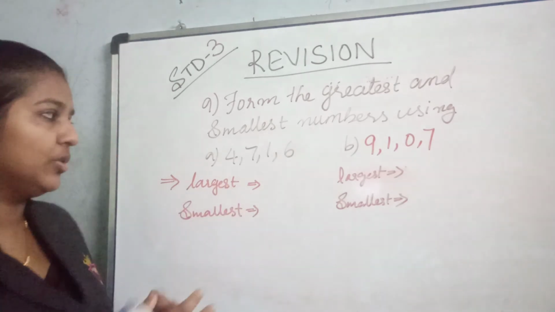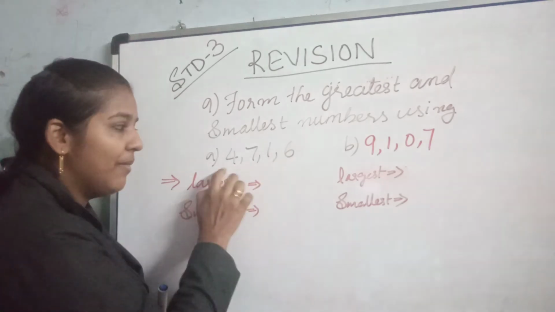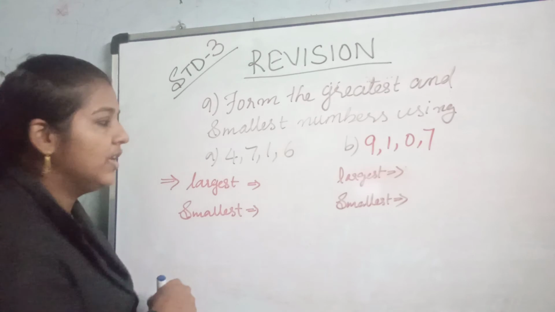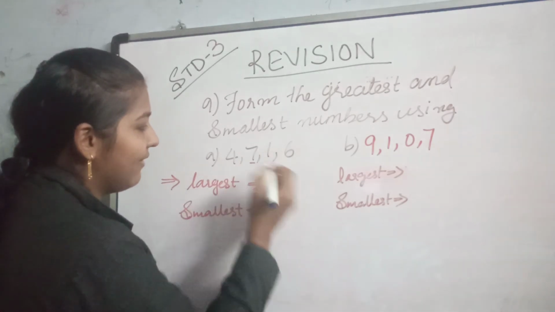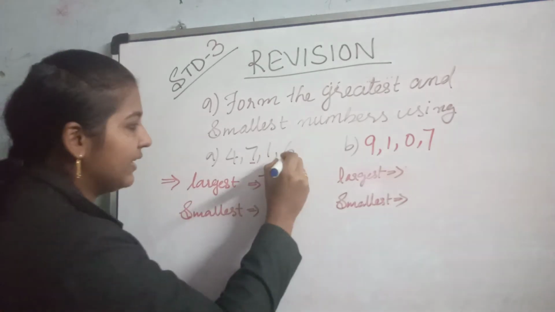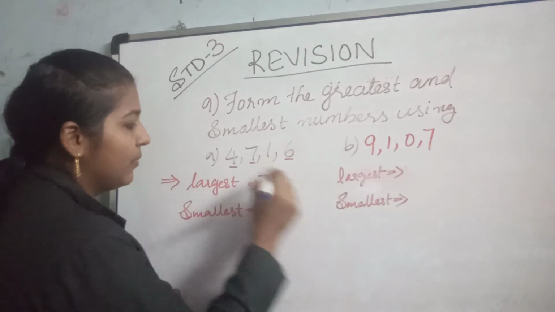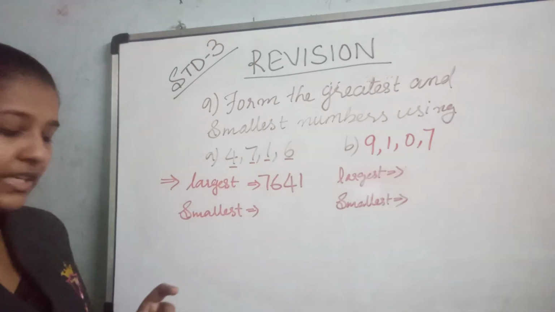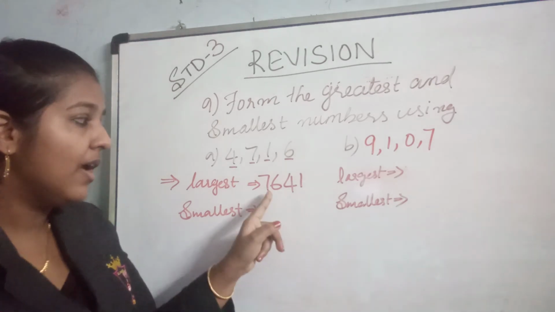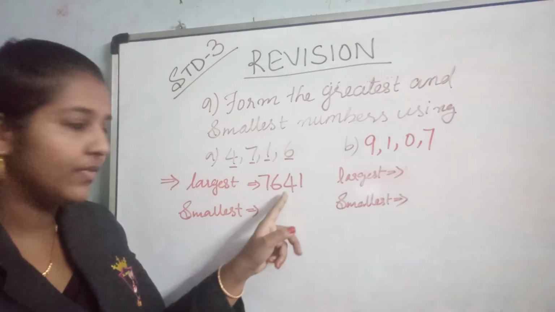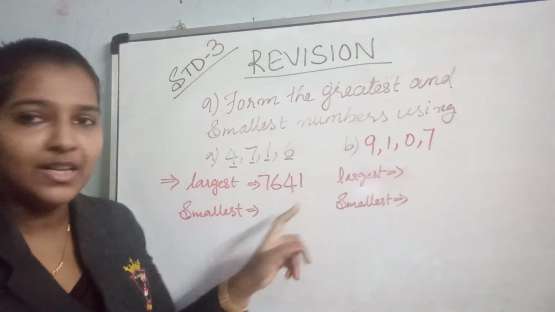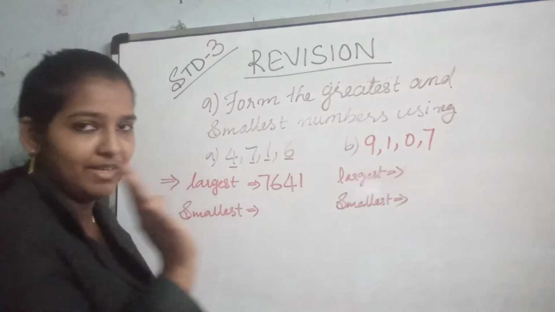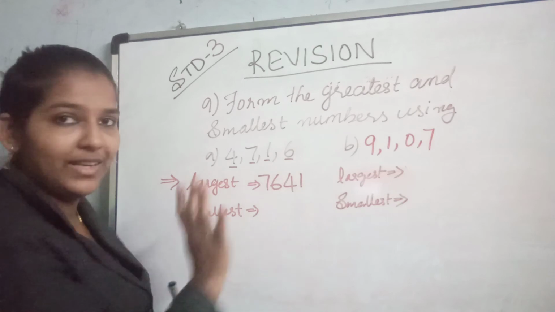Okay, so let's do that. Arrange these numbers in descending order. Descending means largest to smallest. So here the largest digit is 7. So 7 in first position, then 6, then 4, then 1. So we arranged in descending order, but I didn't put a comma between each digit, isn't it? So you don't put the comma, just arrange in descending order. Okay, then you will get the answer.